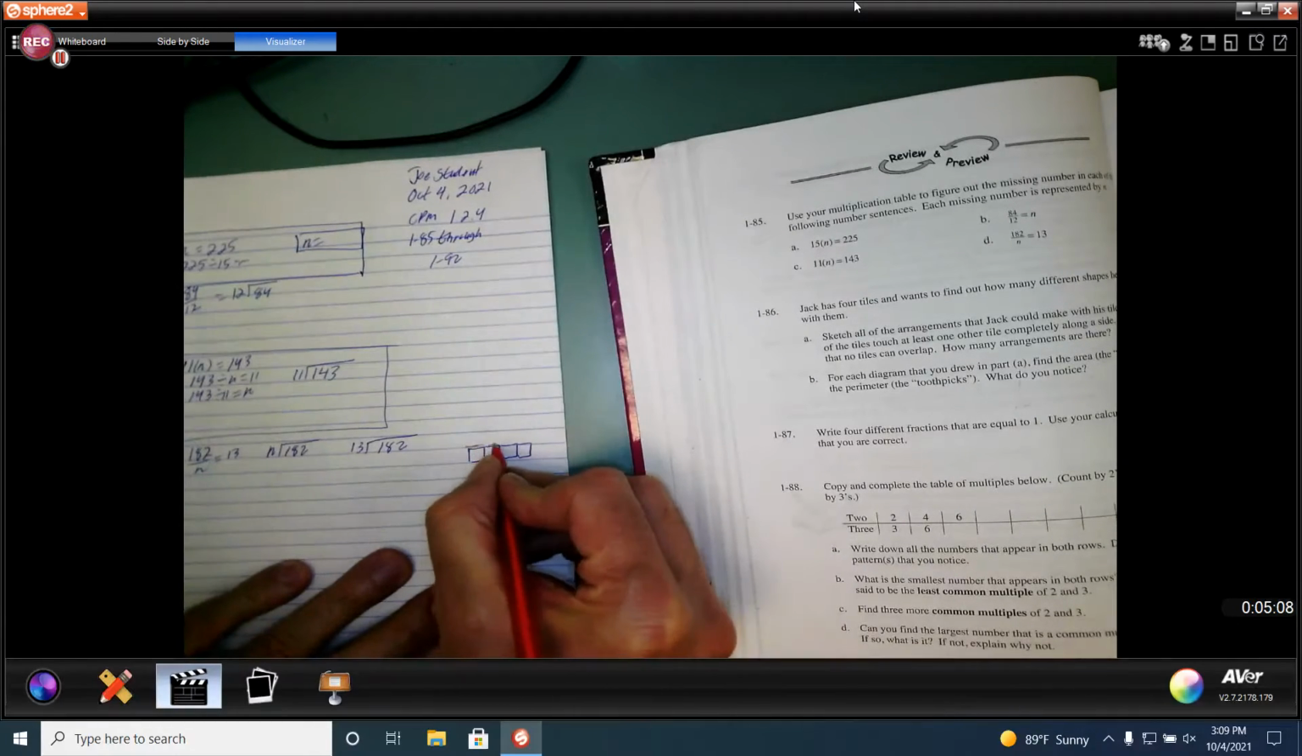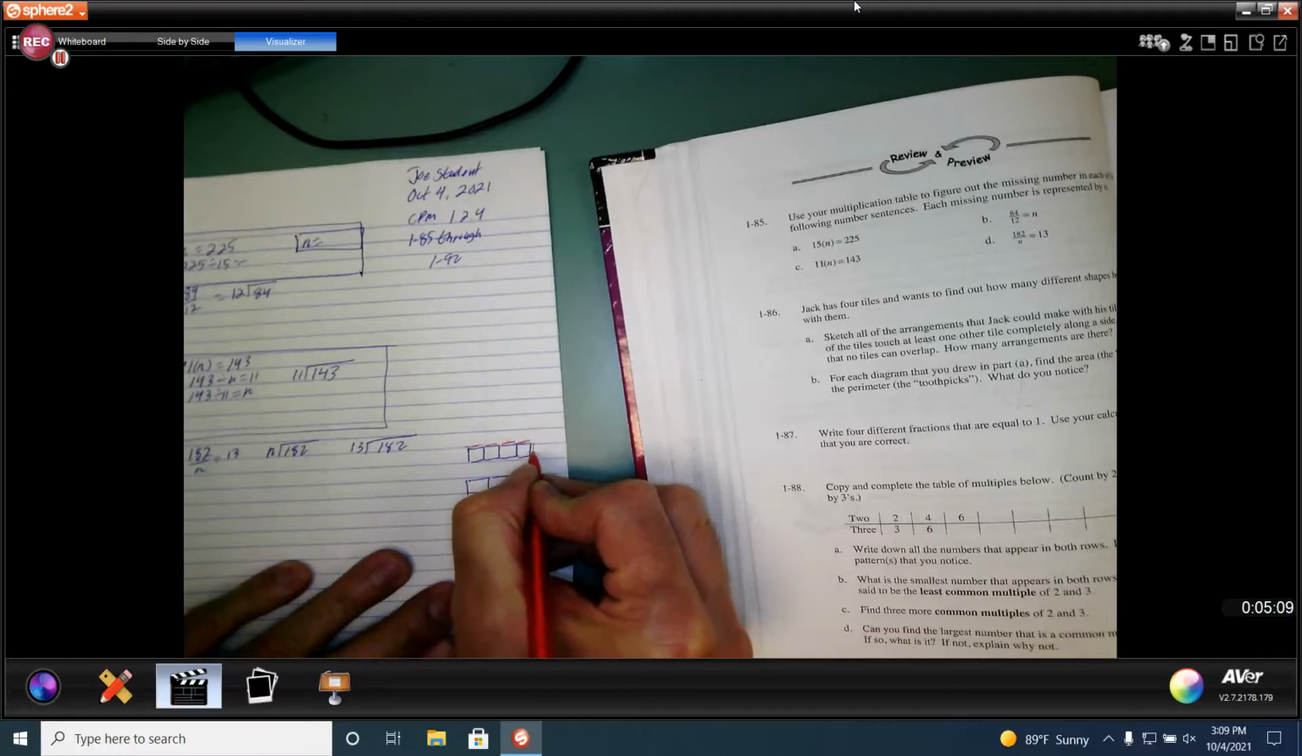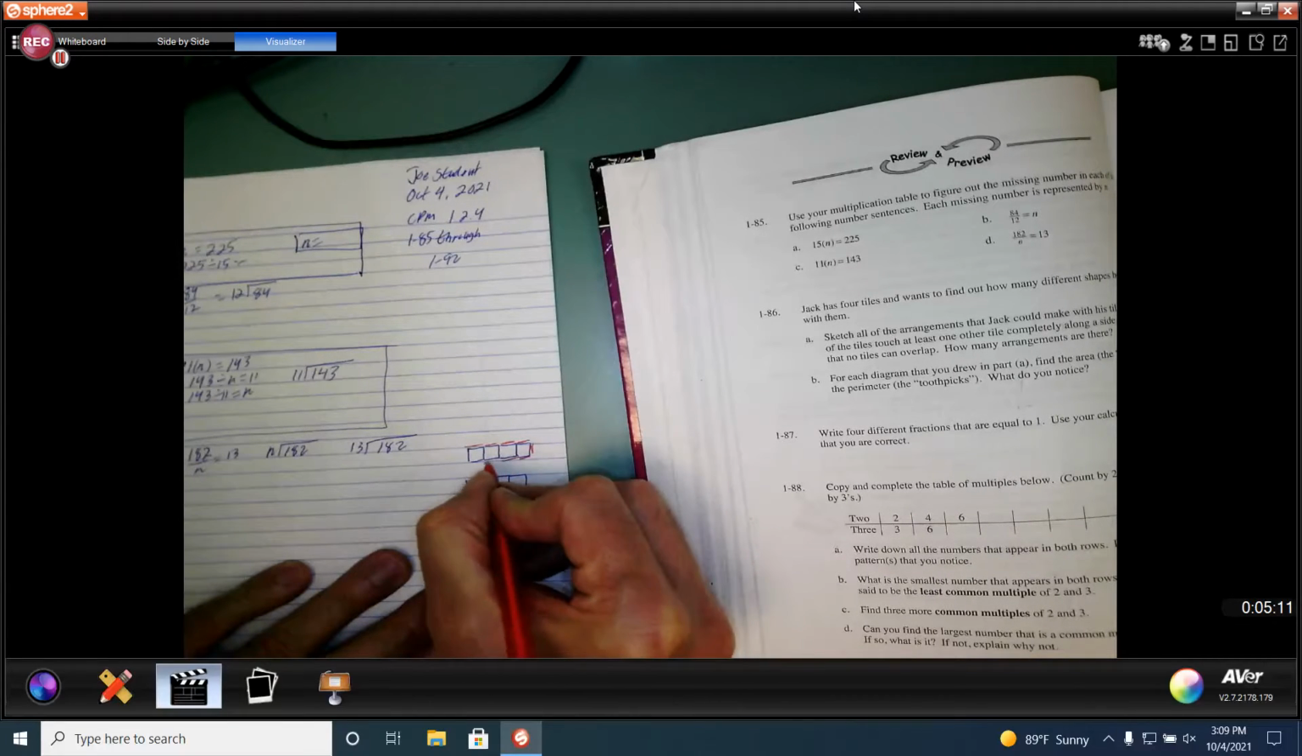The perimeter is, let me get another colored pen. You can see the perimeter. Remember, those are toothpicks: 1, 2, 3, 4, 5, 6, 7, 8, 9, 10. So the perimeter equals 10, and the area equals 4 on this. How about on this one? Sketch as many ways as you can. I'm going to leave myself a lot of room there because there are a lot of different ways on that. And you want to get the perimeter and area for each one.